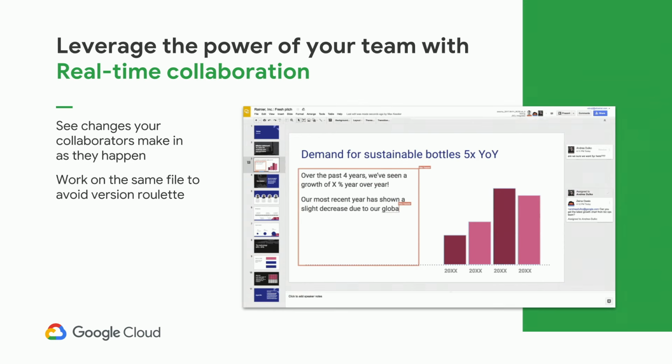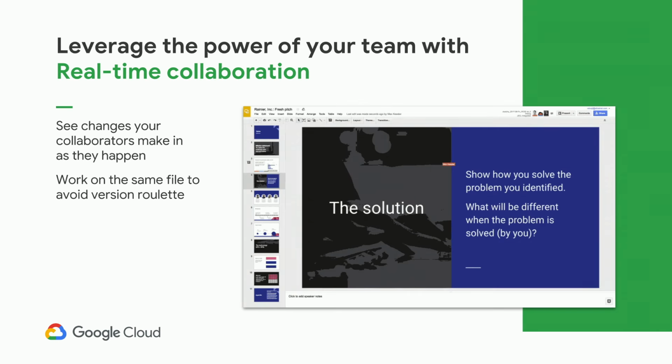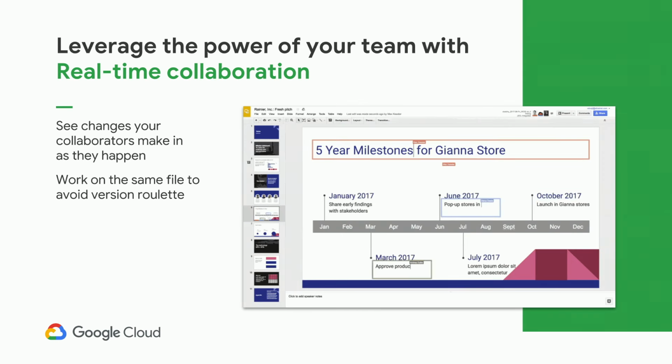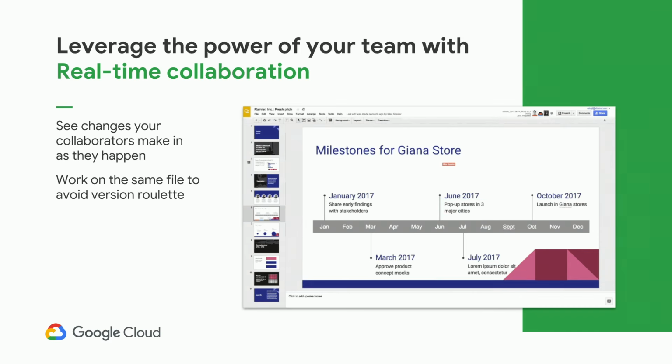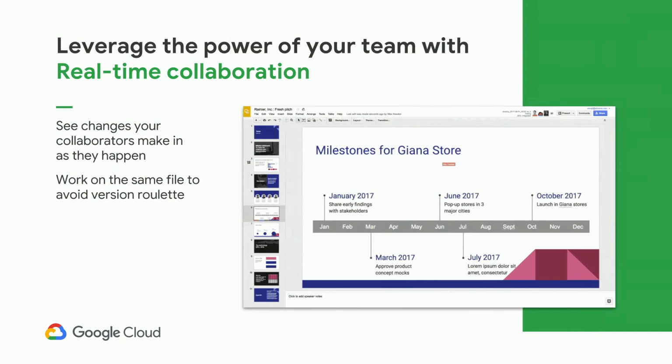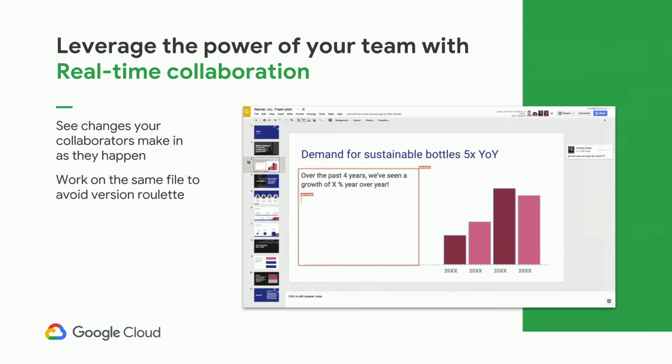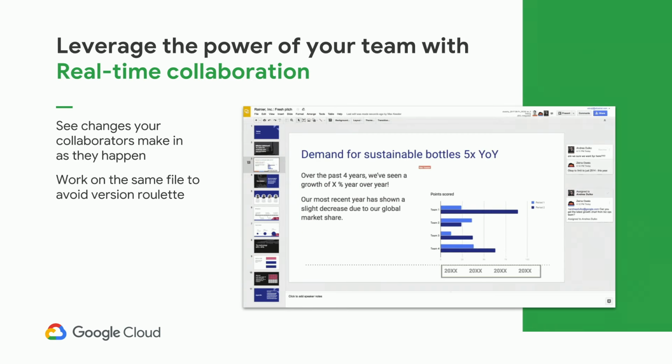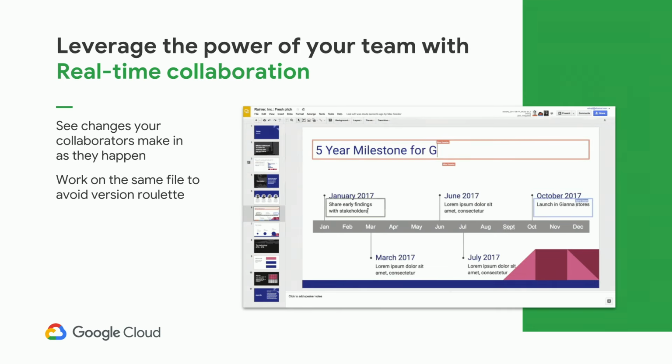With Google Slides, the whole team works from the same file with real-time collaboration. What you see on screen is how collaboration works in Google Slides. Multiple people are making changes in real time. And even if they're working in different time zones, in different parts of the world, you don't have to deal with version roulette because everyone's working on the same file.